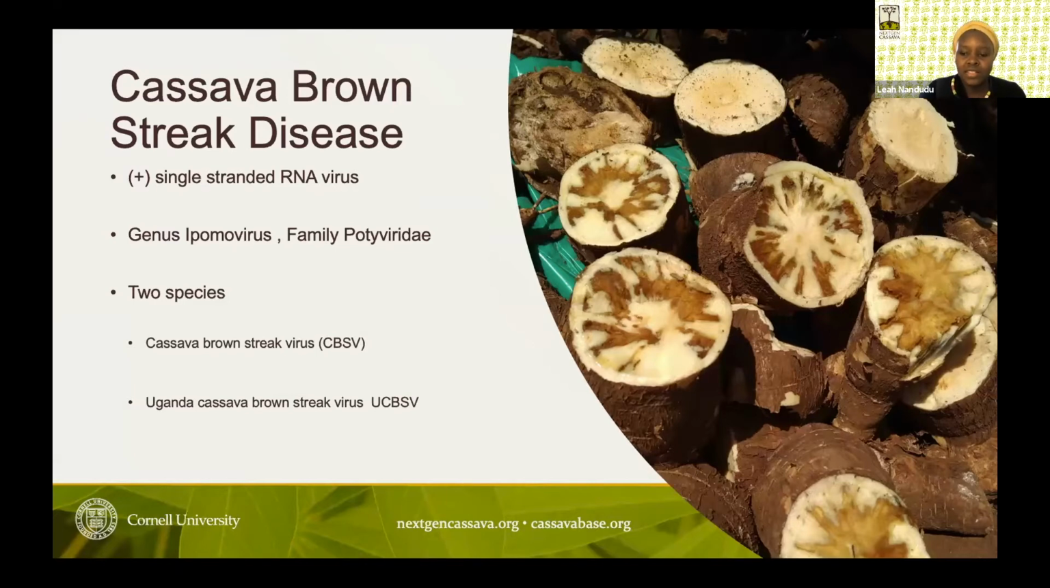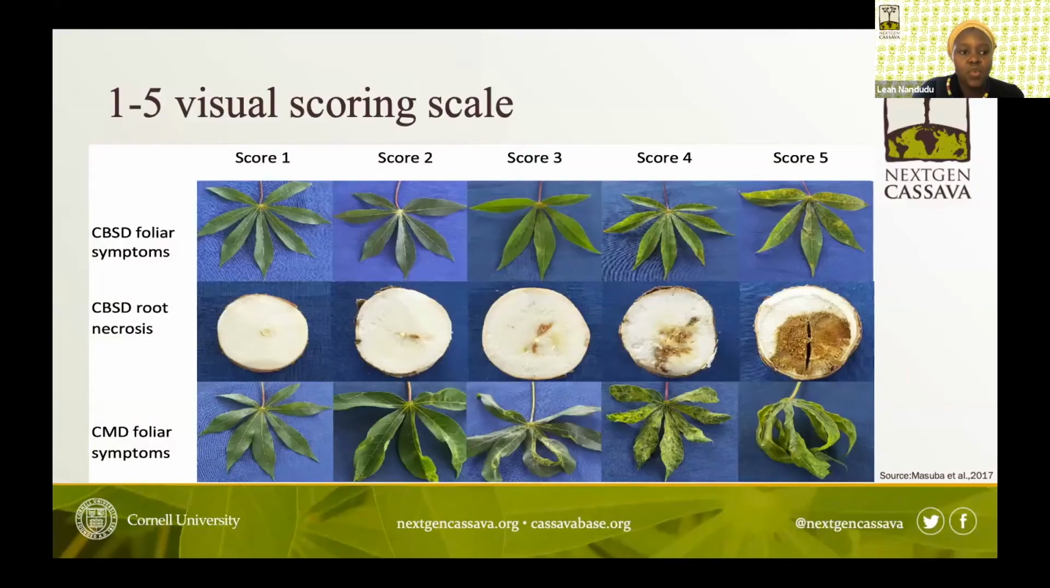Phytosanitary interventions have been used to mitigate the effects of this disease, but we believe that deployment of resistant material is the most sustainable option. To evaluate this disease, a 1 to 5 visual scoring method is used. A score of 1 means there are no observable symptoms, while a score of 5 means the most symptoms, so the severity is high. This method is quick and suitable for field assessment.